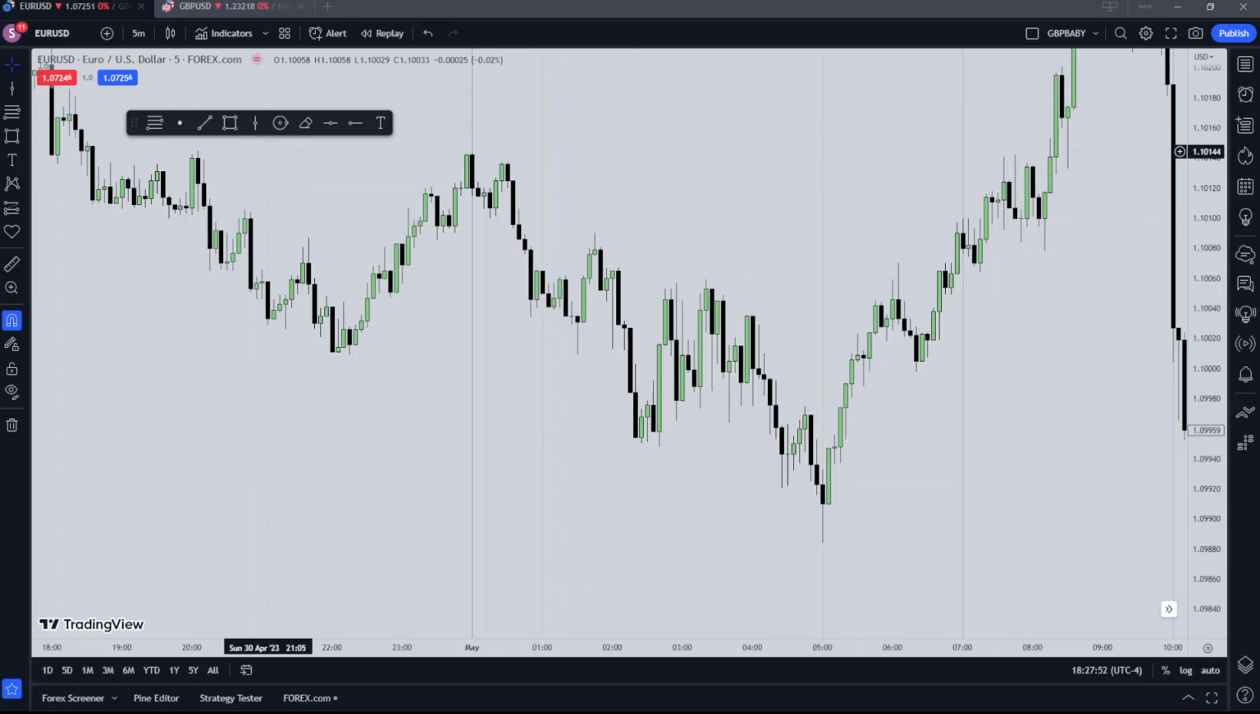There's going to be a lot more of these because this is what I used to do when I was first starting with ICT concepts, because I used to preach it all the time. Make sure you go into the charts, draw out everything you see: fair value gaps, order blocks, breakers, breaks of structure, highs, lows. So that's what we're going to be doing, really.